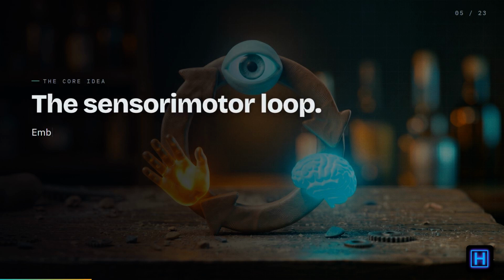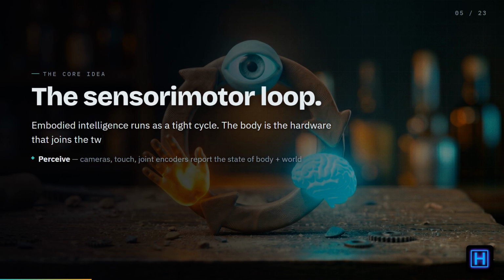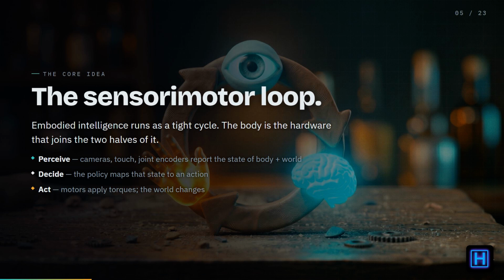The sensorimotor loop. Embodied intelligence runs as a tight cycle. The body is the hardware that joins the two halves of it. Perceive: cameras, touch, and joint encoders report the state of the body and world. Decide: the policy maps that state to an action. Act: motors apply torques and the world changes. Repeat: at 50 to 1,000 hertz, the new state feeds back in.